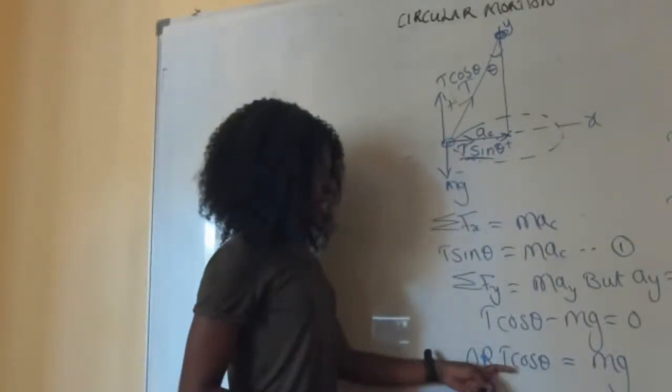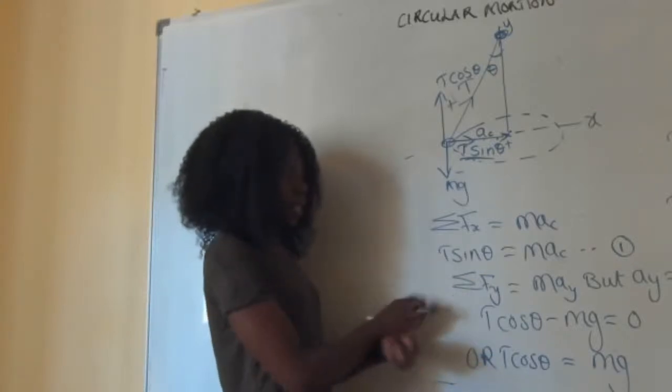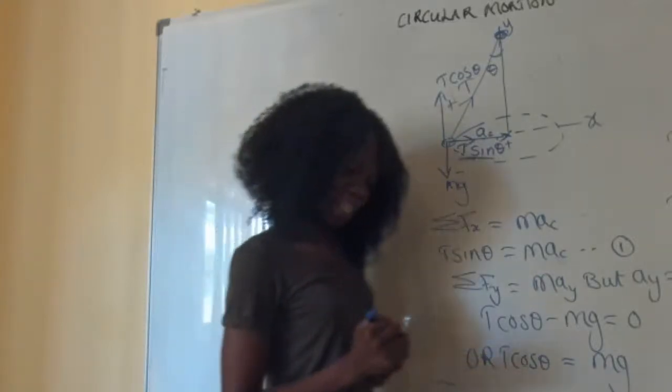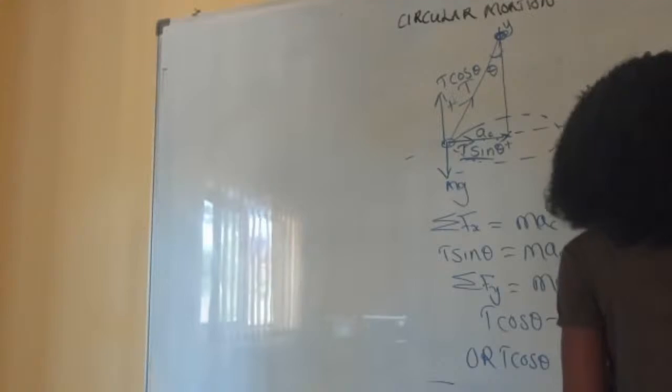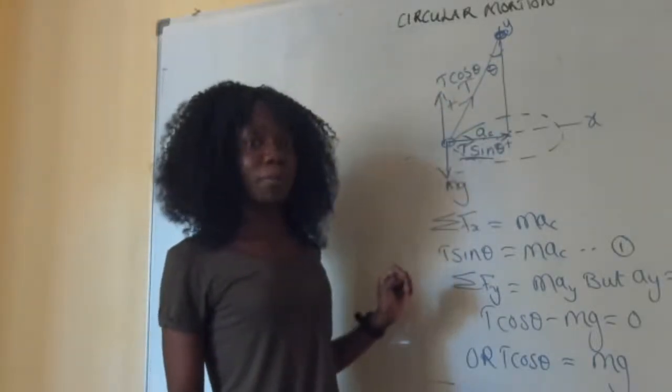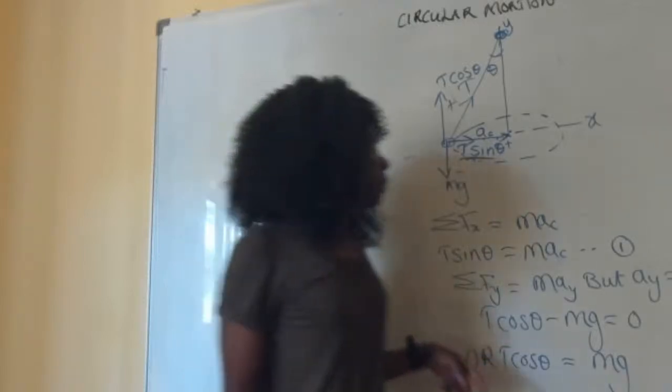Now, at this point I'm seeing something common if I compare to equation 1. So I'll make T the subject of the formula here. T will just be equal to mg divided by cos theta. I'll call this equation 2, and I know now I can substitute equation 2 into equation 1 so that I get rid of the T, because we don't have the value for the tension in this particular question. So let's substitute equation 2 into 1.